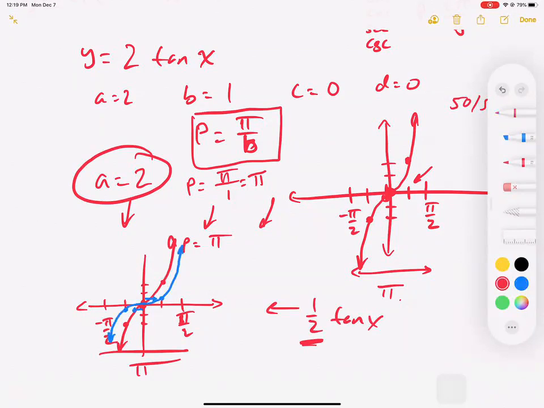What if this was 3 tangent of x? At the quarter marks, we would be at 3. At the quarter marks, we would be at, in this case, -3. Okay? So with 3 tangent of x, we go to 3, and this would go to 3, just a little bit faster.